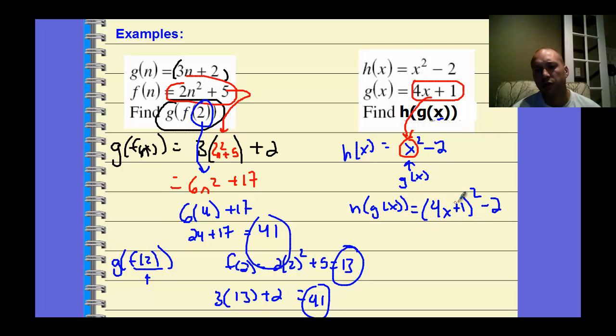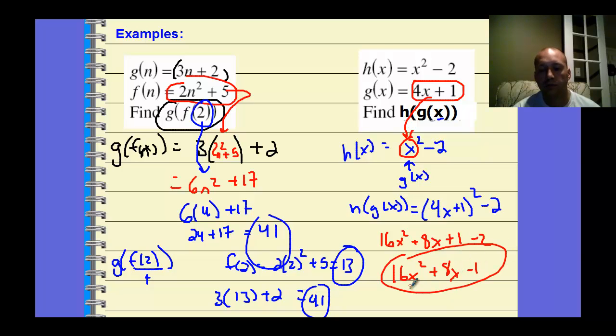Now this one's a little more difficult to simplify, because it's 4x plus 1 squared. So be careful with the square of the binomial, so you actually need to FOIL that. And you'll get 16x squared plus 8x plus 1, and then minus 2. And then there's your final result. And then you could plug in different values for x if you had to.